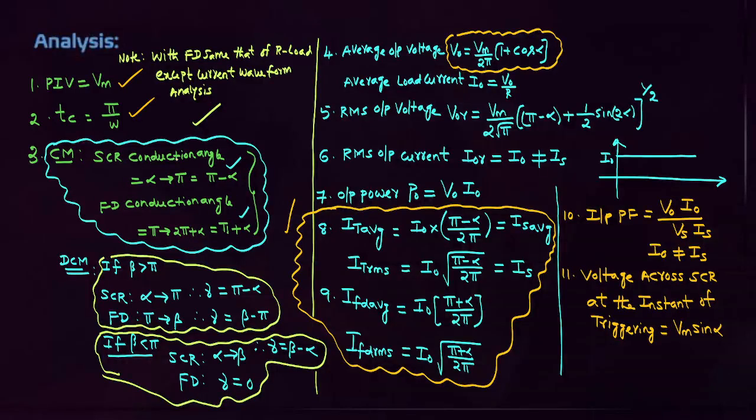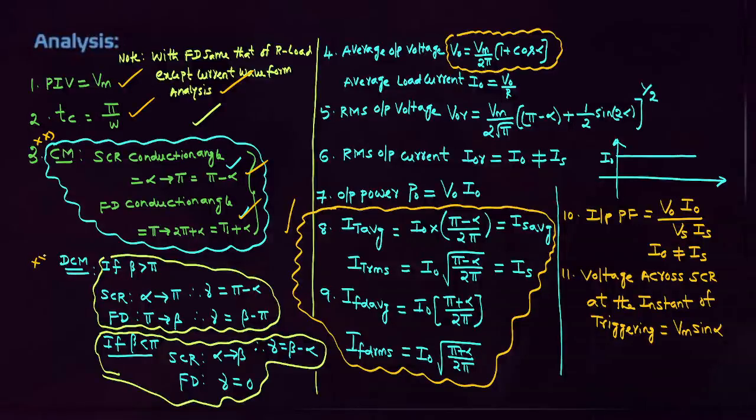But I already explained, even in the diode rectifier also I gave one statement. With the freewheeling diode, most of the formulas are similar to R load, except conduction angles and current related formulas. With the freewheeling diode, same as R load except current waveform analysis. This is very important, students. SCR conduction angle in a continuous mode is pi minus alpha. Freewheeling diode conduction angle is pi plus alpha.